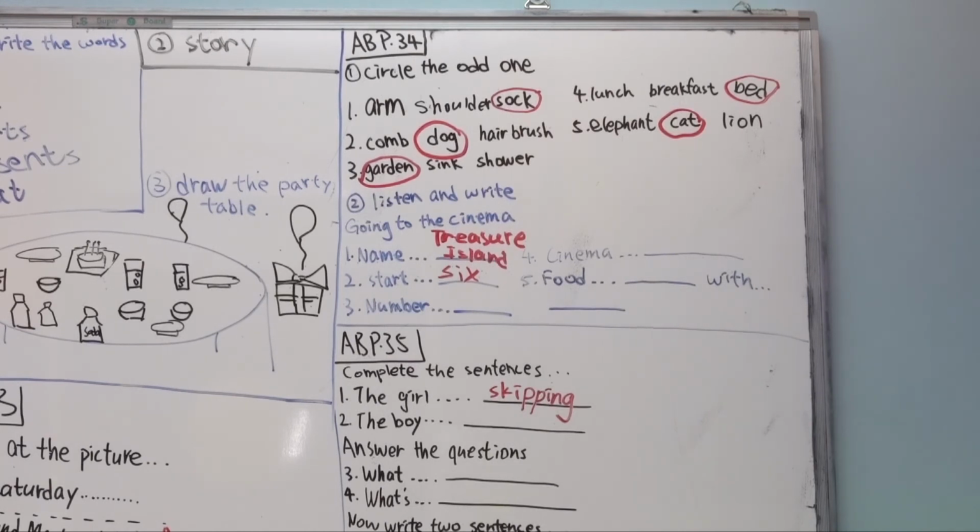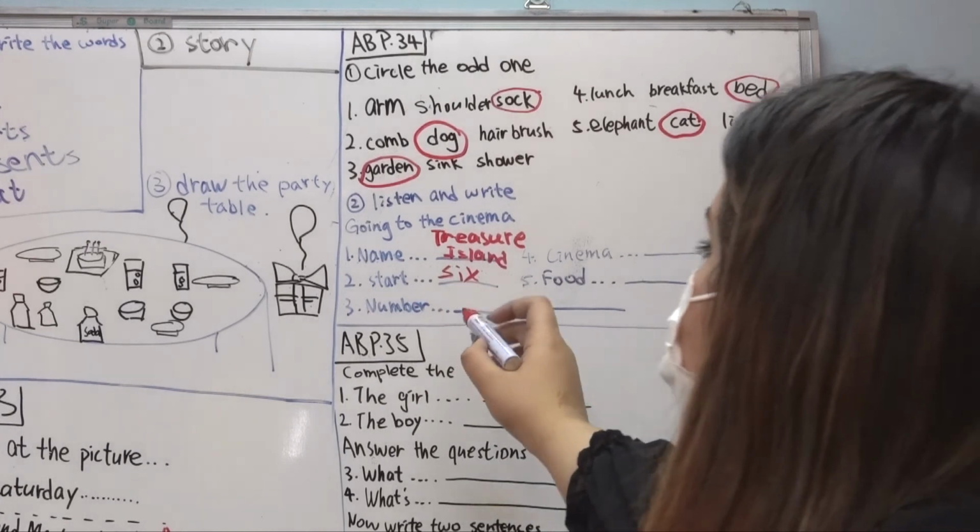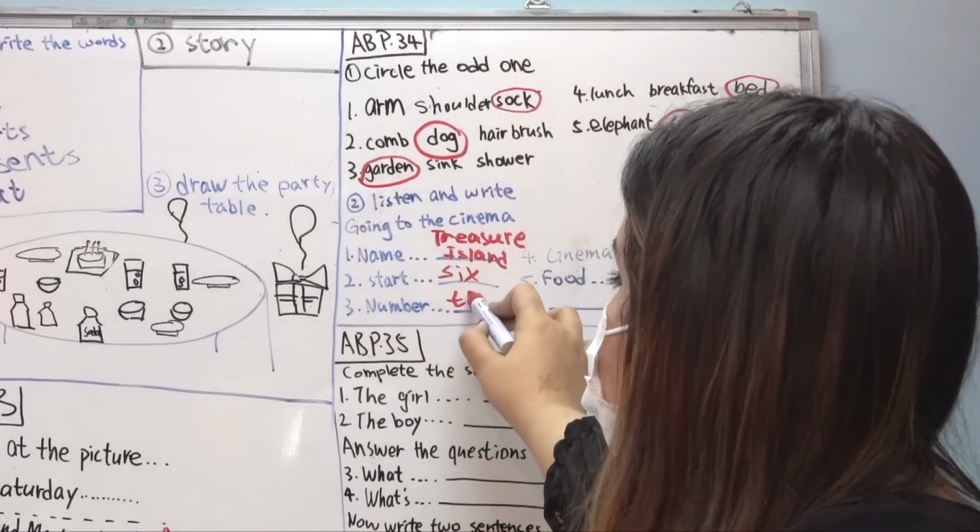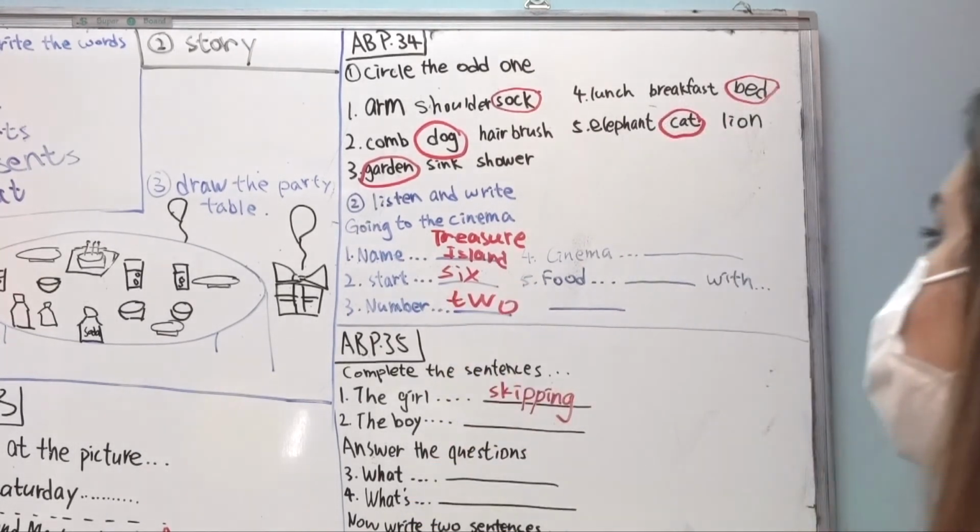So the number should be... The number of stars are 2. How do we spell 2? T-W-O. 2.